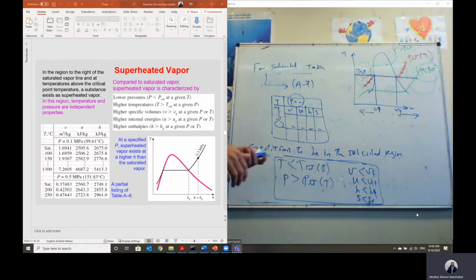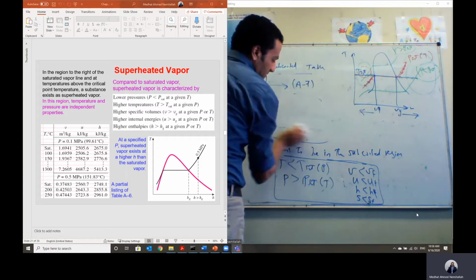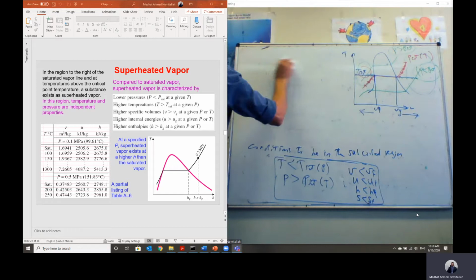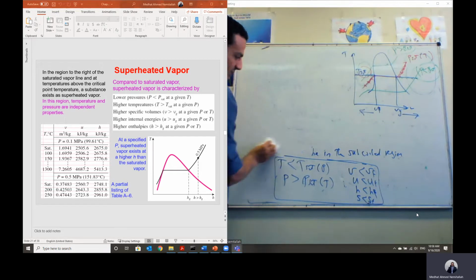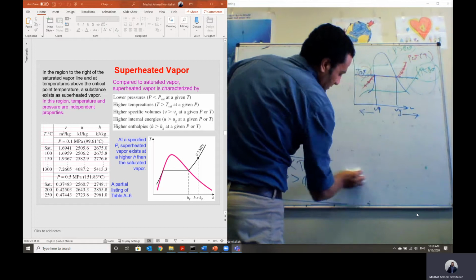Okay, but let's see what we are going to do. In this case, our target is to calculate the properties. And we said to specify a state of a substance, we have to define two independent and intensive properties. Okay, two independent and intensive properties.